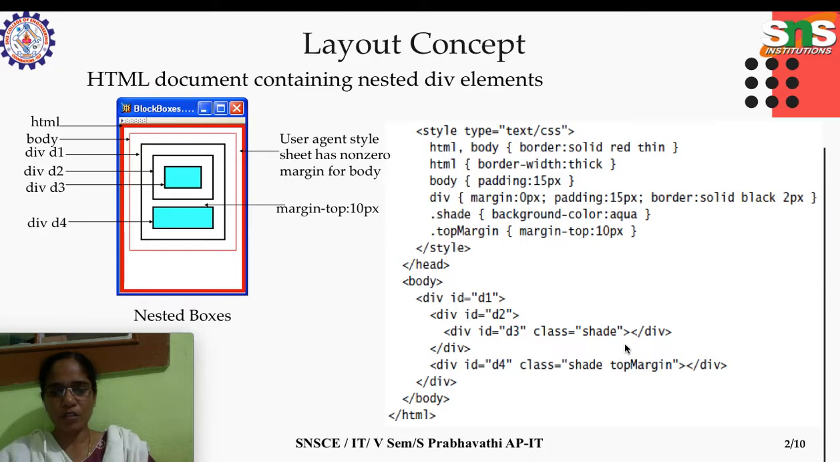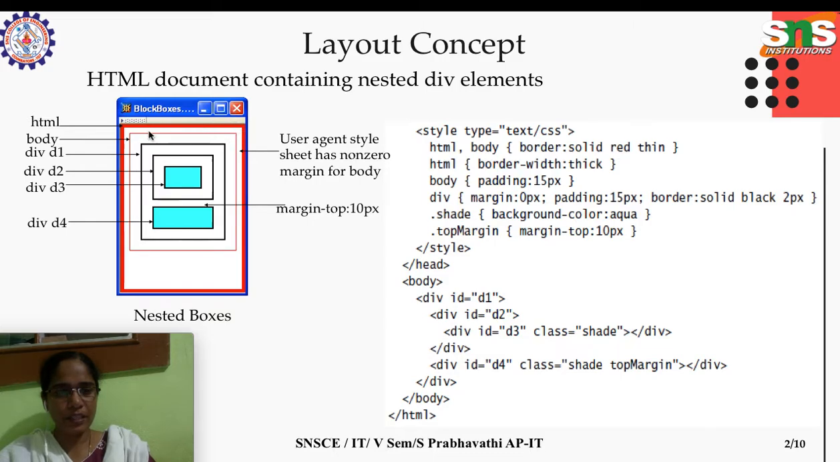Now let's look into its style. In the style element, we are styling the root element html and body to have a border of solid red thin. Solid means continuous, red in color, and thin means a light border, not a thick border, maybe 1 or 2 pixels. See here, this outer part is the html root element, and inside the html we have the body part.